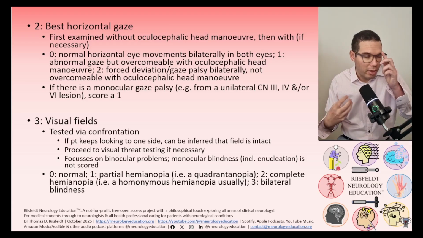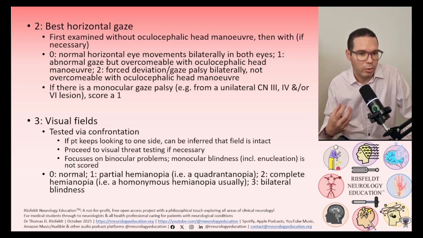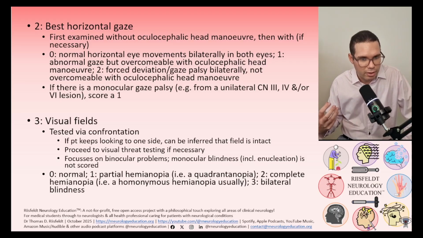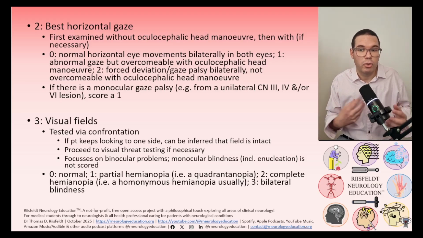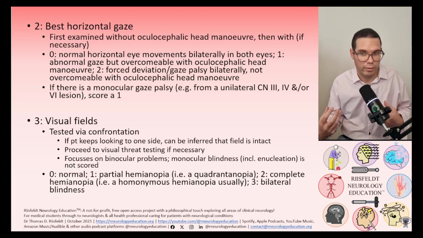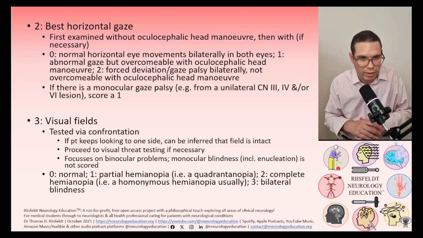Now, let's move on to the next item, number 3, which is visual fields testing. So this is tested by confrontation, very similar to the way that we would normally do it in our normal cranial nerves examination, as described in one of my previous episodes.